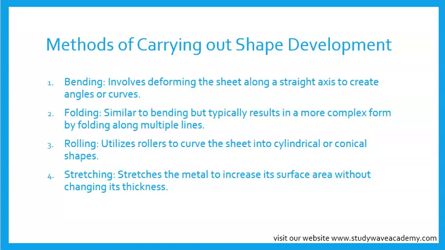Methods of carrying out shape development. It means figuring out ways to turn flat metal sheets into cool shapes. So it involves bending, folding, rolling, and stretching metal to make awesome things. So these are the ways you can play with metal to create different shapes and forms. First bending, then folding, then rolling, and then stretching. Do we get that?